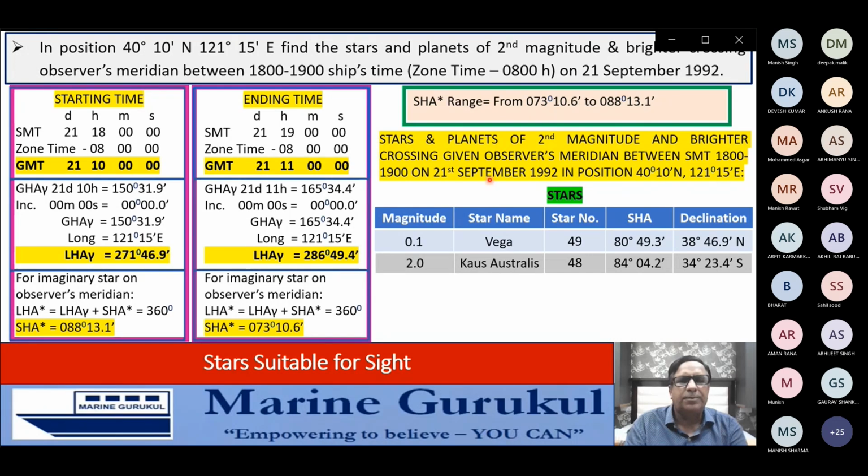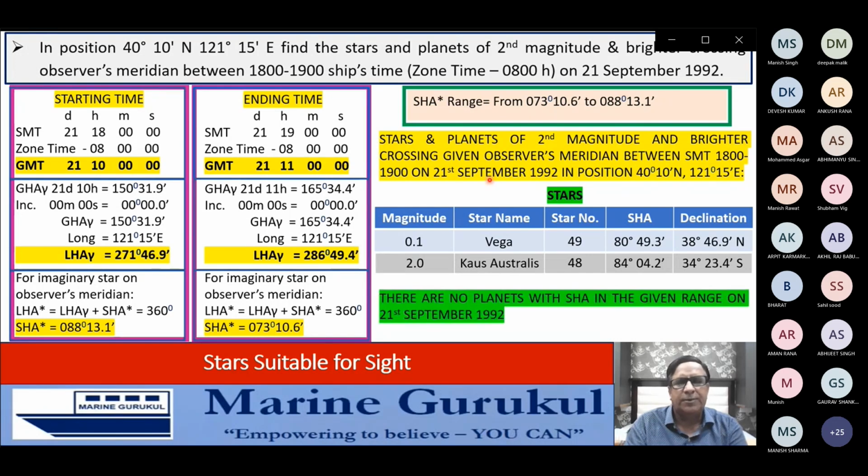And when we go to the daily pages of the Nautical Almanac for 21st September 1992, we find there are no planets with SHA in the given range on that day. Therefore, we do not have any planet which is going to cross the observer's meridian in this window. On the other hand, we have two stars of second magnitude and brighter, which shall cross the meridian of the observer between 1800 hours to 1900 hours.